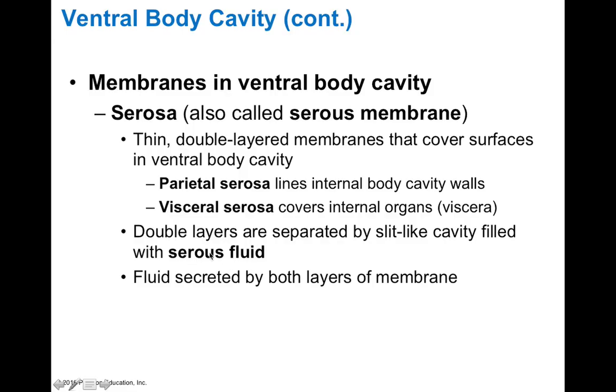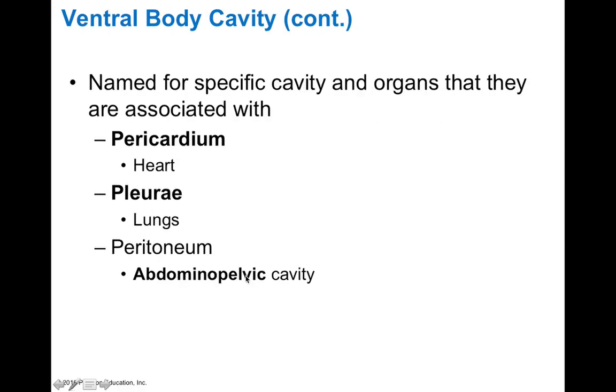These two layers are separated by a slit-like cavity filled with fluid called serous fluid. Serous fluid is made by these layers. So parietal serosa and visceral serosa make serous fluid, which is a lubrication type of fluid. It means these two layers are lubricated between each other. This fluid is secreted by both layers, and it separates those layers.